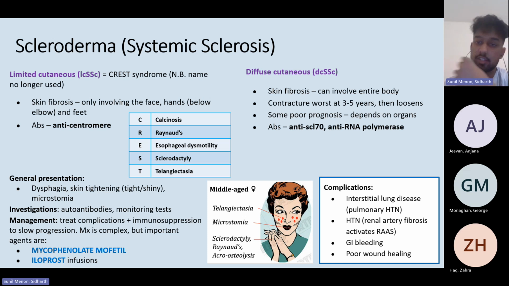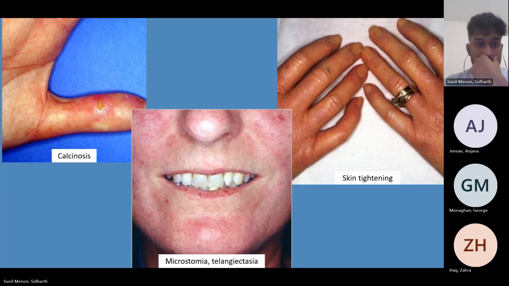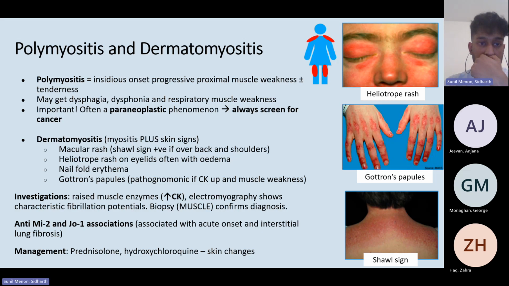For things like hypertension, you would start antihypertensive treatment like ACE inhibitors. You'd get pericarditis, esophageal dysmotility, things like that. Calcinosis, calcium deposits, telangiectasia, skin tightening we mentioned. She covered most of this as well.